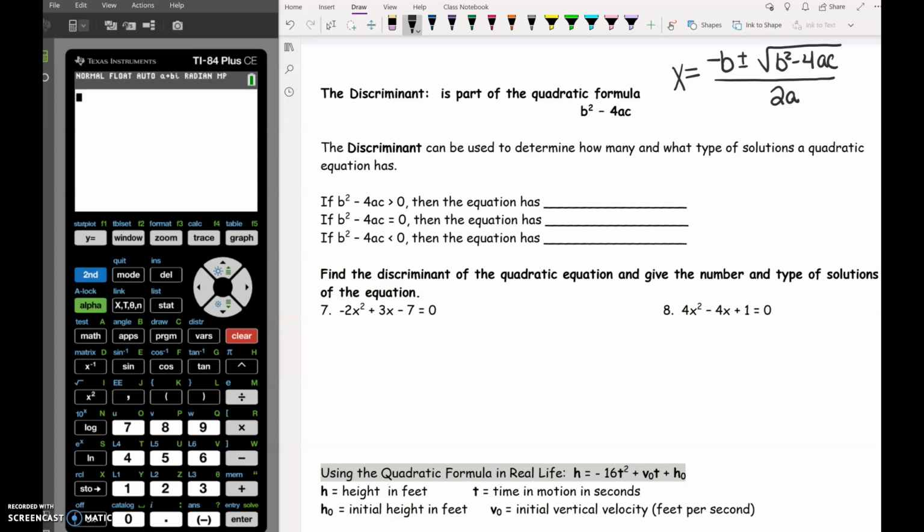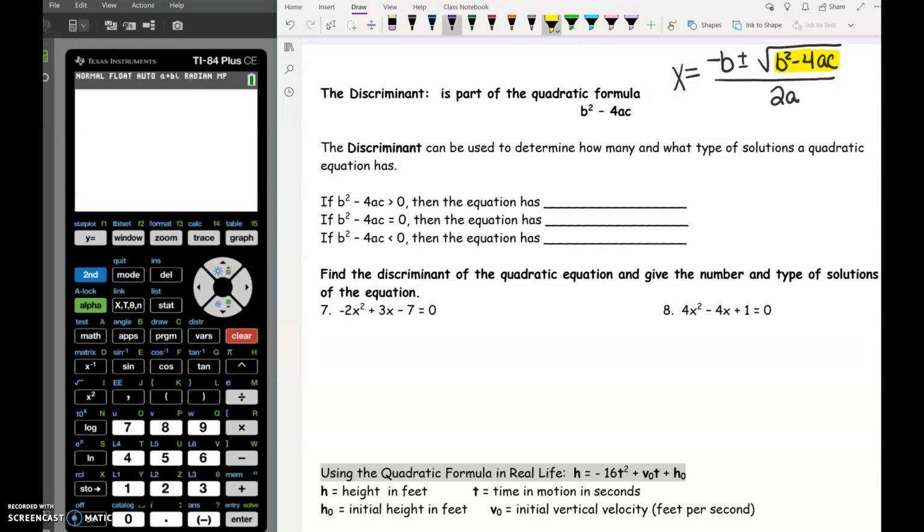The discriminant is the part of the quadratic formula that exists underneath the square root sign. The discriminant is b squared minus 4ac. The discriminant tells us how many solutions we're going to have when we use the quadratic formula. So basically the discriminant tells us how many times that particular equation, that parabola, is going to cross the x-axis.